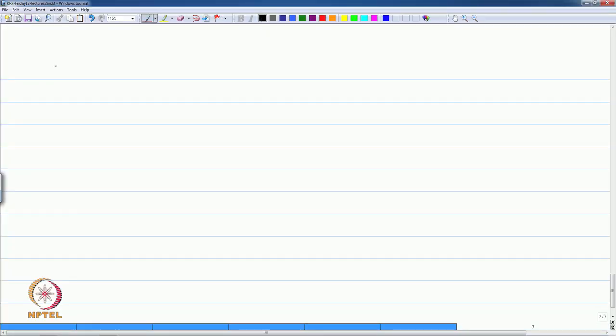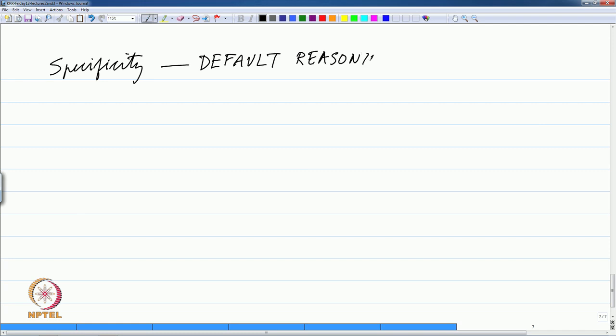So, let us look at specificity a little bit more. It is a very interesting approach. It allows us to do something called default reasoning, which we will again look at in more detail later. And as the name suggests, you can make some inferences by default unless you know better essentially. So, let me do this with an example.